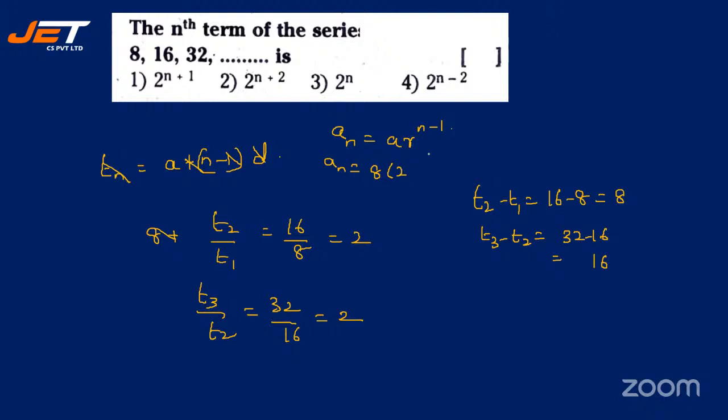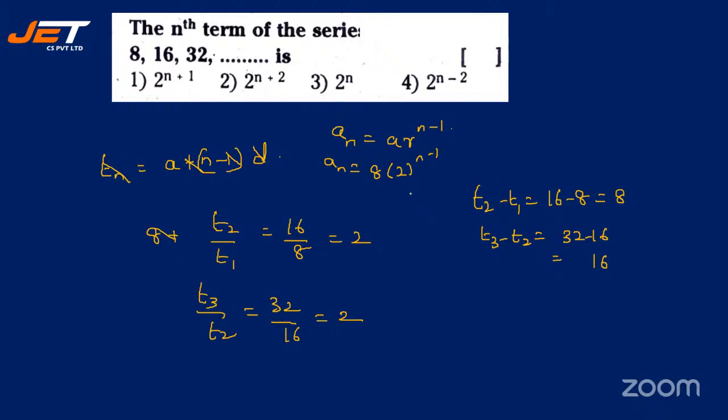AR to the power n minus 1. Right. So here you get AR to the power n minus 1. So what could be the answer for this? An is equal to A, the first term. R is 16 by 8, which is 2, and to the power n. N we don't know, that's what we are finding out. So it is n minus 1.